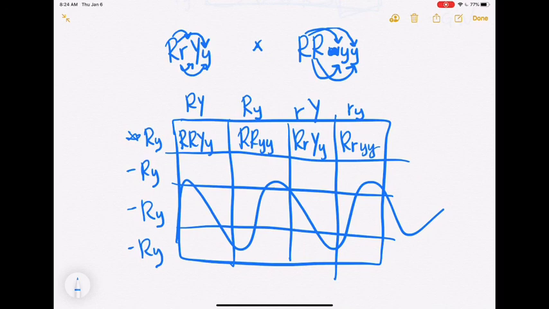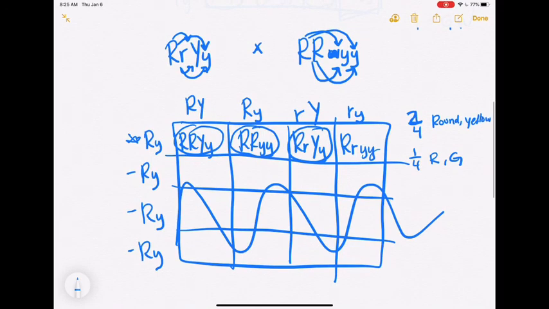We're going to have 1/4 that are round and yellow. Those are going to be round and yellow. These are going to be round and green. Oh, these are going to be round and yellow too, 2/4 or 1/2. And these are going to be, oh, they're all going to be round. This is going to be round and green. So 1/2 round and yellow, 1/2 round and green.